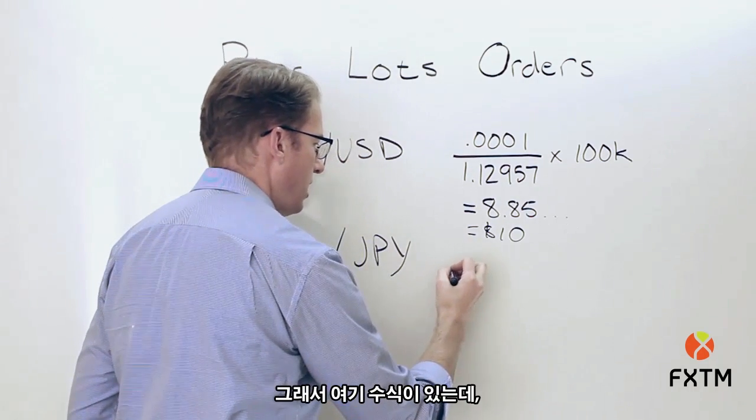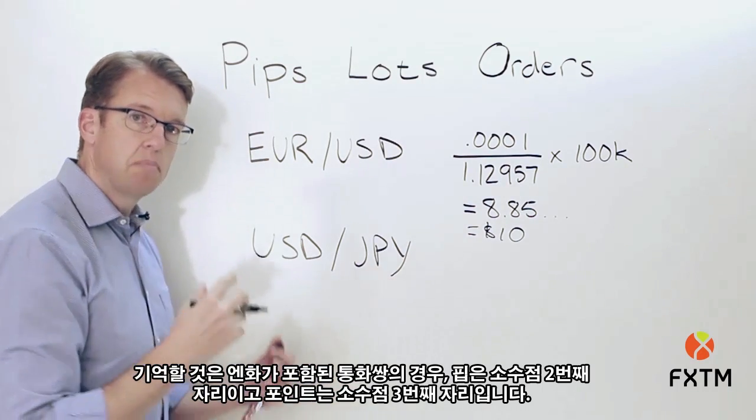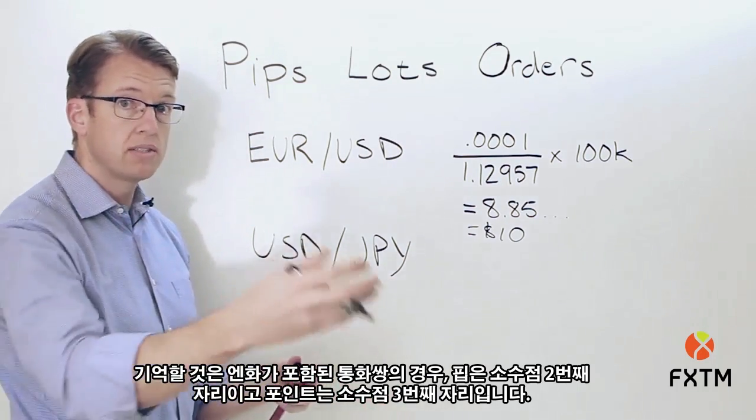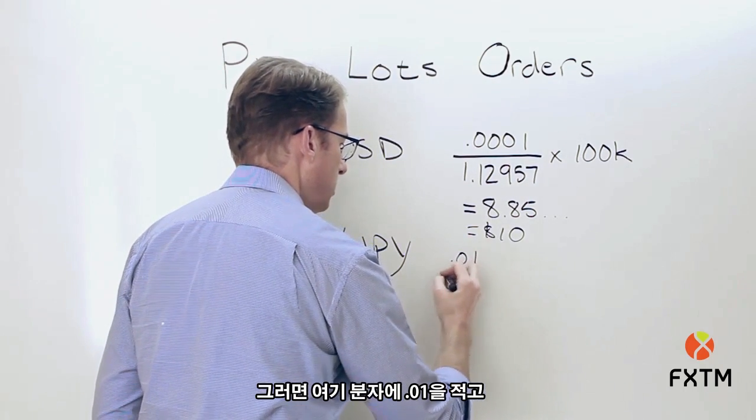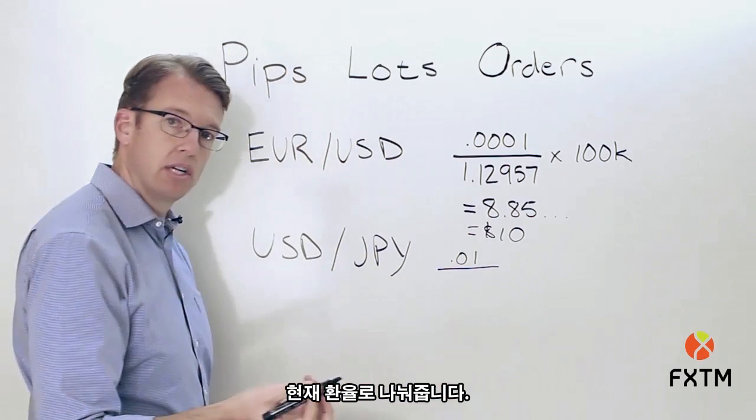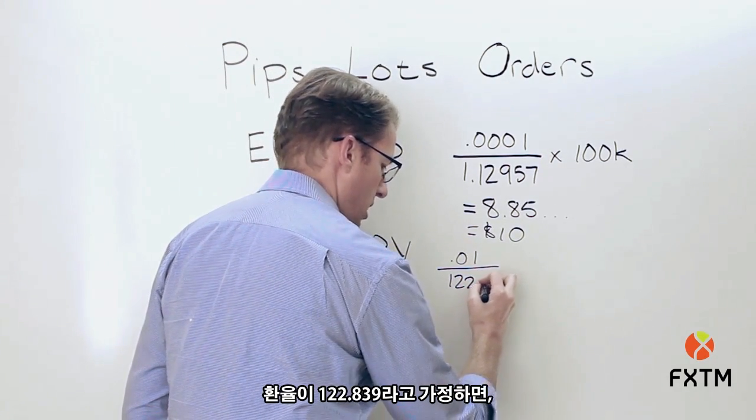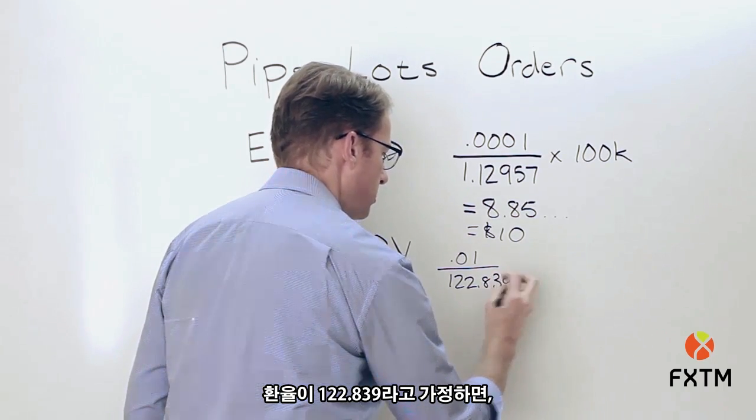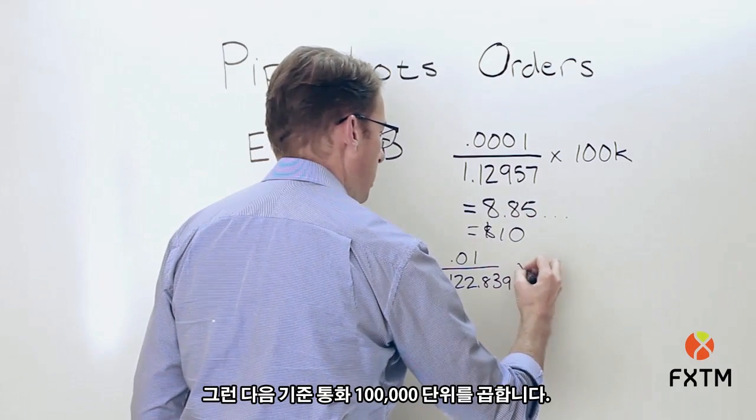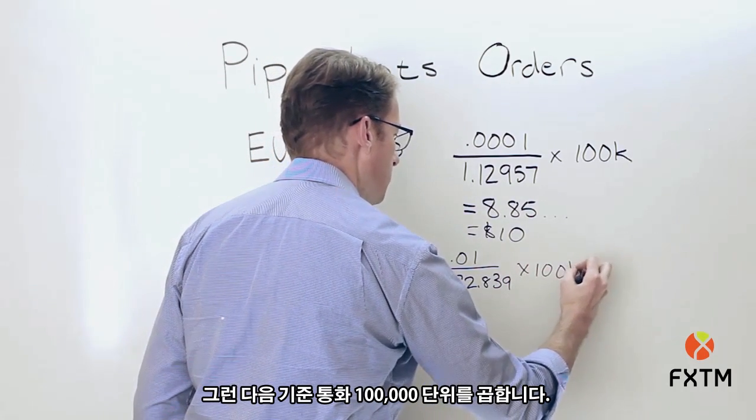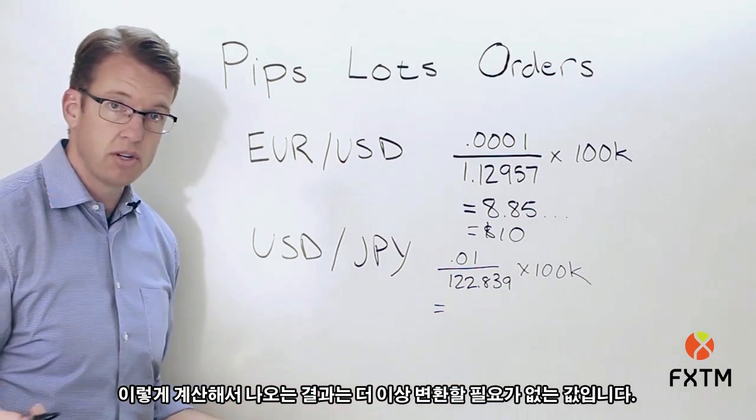So here we got our formula. And remember, with a currency pair where the yen is involved, a pip is the second decimal place and a point is the third decimal place. So we're going to put in the numerator here 0.01. We're going to divide that by whatever the current exchange rate is. So let's assume that that was 122.839. So the 3 is in the pip place, the 9's in the point place. And we times that by 100,000 units of the base.